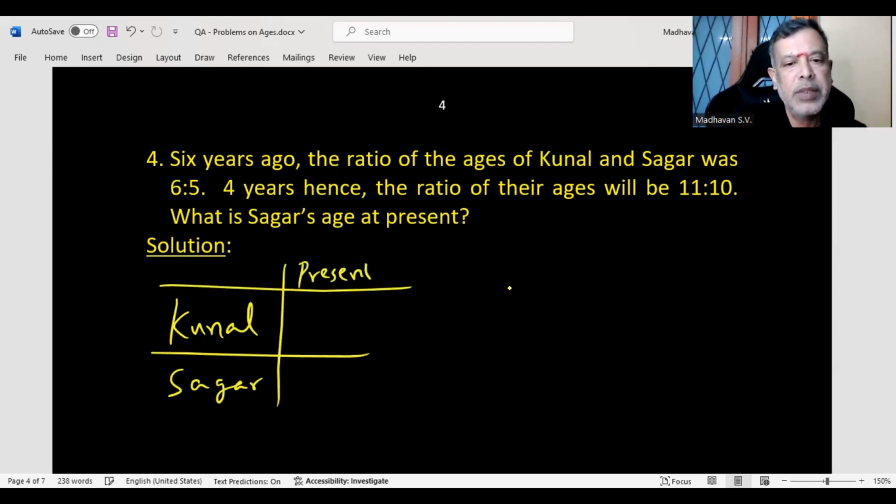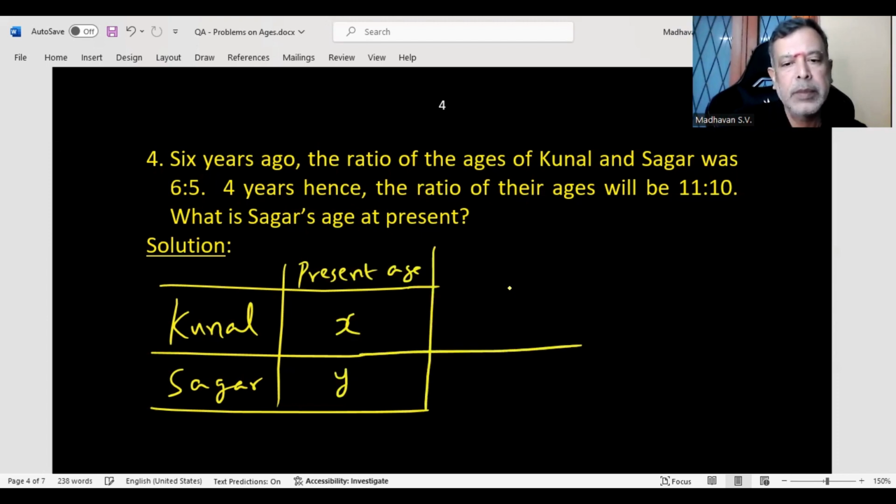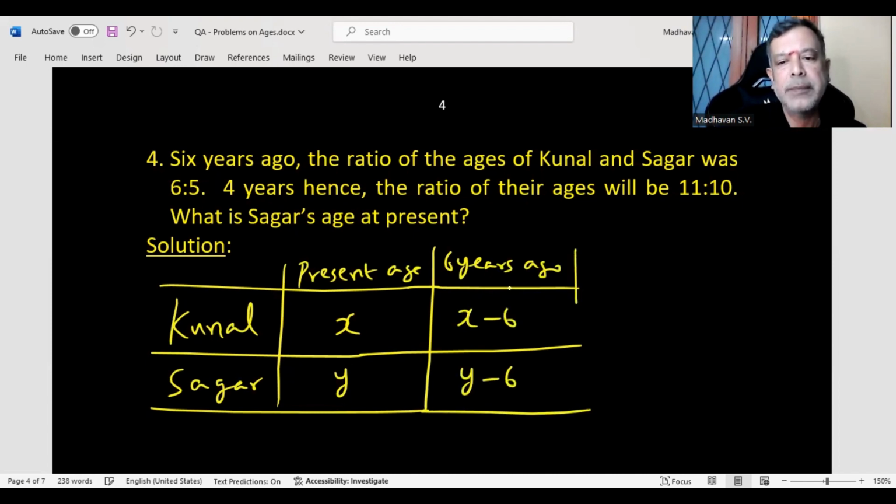Here we will say present age. We'll consider Kunal's present age as X, Sagar's present age as Y. Then they talk about two different time periods. One is 6 years ago. 6 years ago, Kunal's age would have been X minus 6. This fellow's will be Y minus 6.